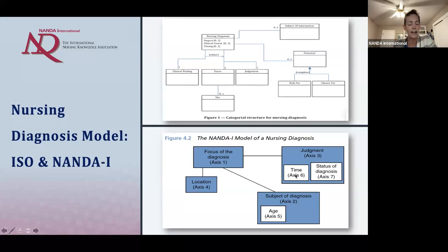Our 6th axis is time, and this is the duration of the focus. So this is acute, chronic, intermittent. And again, it's clustered underneath that judgment axis because it's part of the judgment. It's something you're considering as you're considering the judgment itself. And then our axis 7, also in that judgment area, is the status of the diagnosis. And this is equivalent to the terms NANDA uses for problem-focused, risk-focused, or readiness or health promotion focused. So that's just a quick comparison of the NANDA model to the ISO model.